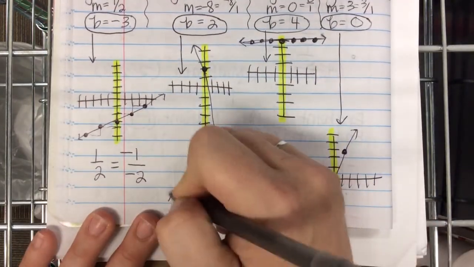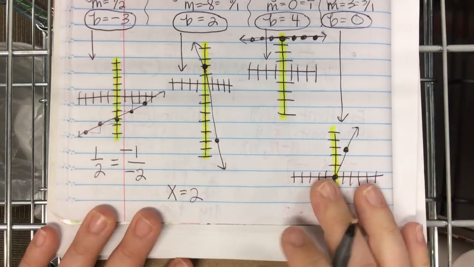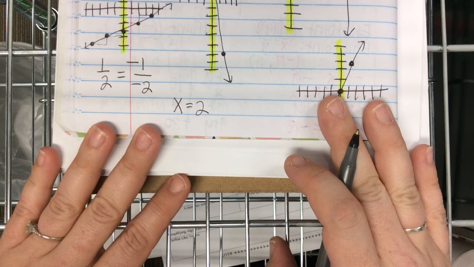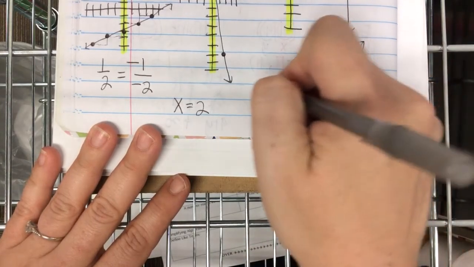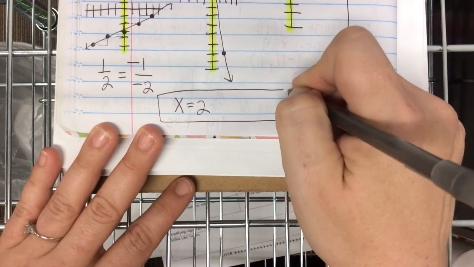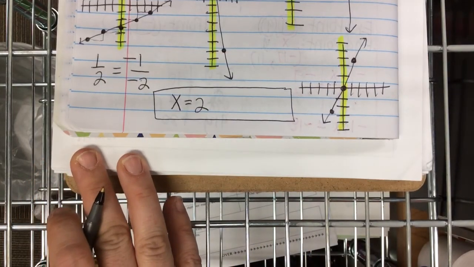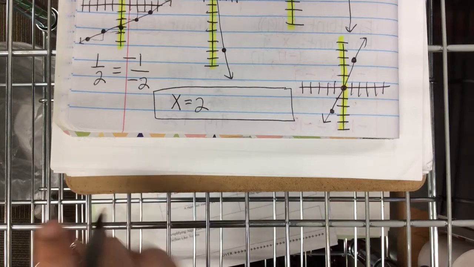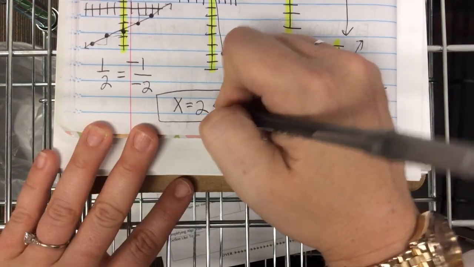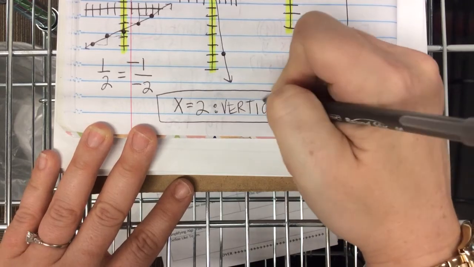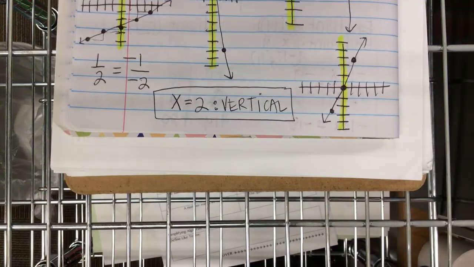If it says x equals 2, if it says x equals any number, right? But if it said, I'm using 2 as my example, what kind of line would that look like? Vertical. And what kind of slope do vertical lines have? Undefined.